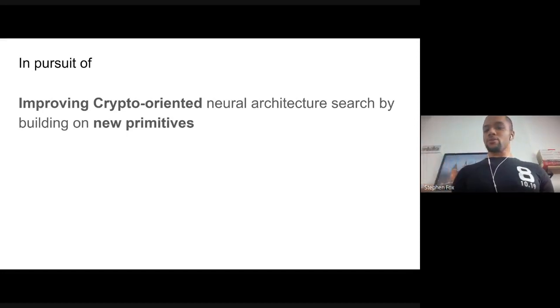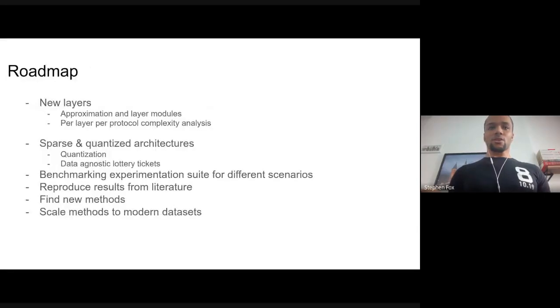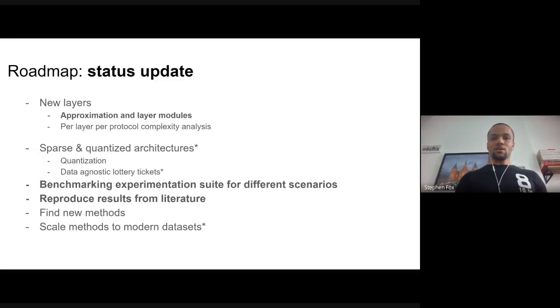So what are some of these new primitives that we're talking about specifically? We're talking about new layers. We're talking about sparse and quantized architectures, lower compute costs. We're looking into benchmarking experimentation across different scenarios. We're looking at results from the literature, finding new methods that can really improve encryption sensitivity in this landscape, and scaling these methods to more impressive, modern data sets like ImageNet. We've currently done some pretty decent work in approximation and layer modules. We currently have a code base that we're building out.